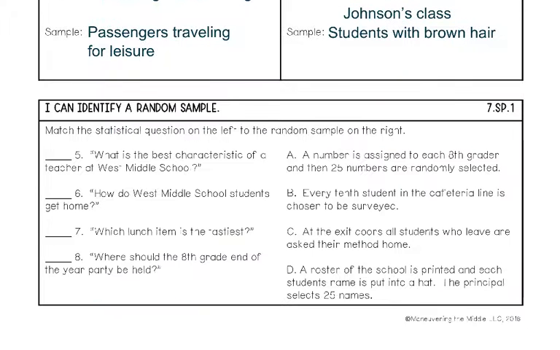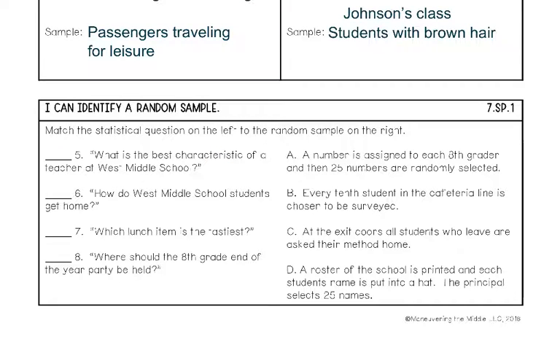In the next section, you should be able to identify a random sample. So we're going to match the statistical questions on the left. Remember, a statistical question is one that has answers that vary. And we're going to match that to the random sampling method on the right. So we're going to skip number 5 for right now. I think it's a little more difficult. Let's look at number 6.